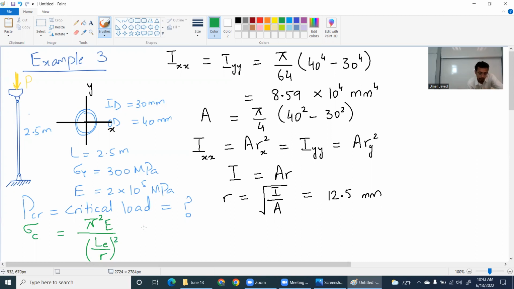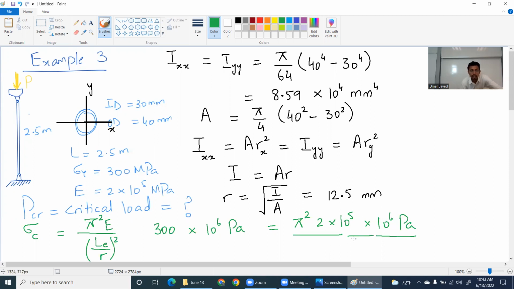Hi, Usman. Then in order to find the limiting value, what will you do? You will substitute the value of proportional limit or yield stress. So you will substitute 300 into 10 power 6 pascals is equal to pi square multiplied by 2 multiplied by 10 power 5 into 10 power 6 pascals divided by LE over R. So what is the value of LE over R?